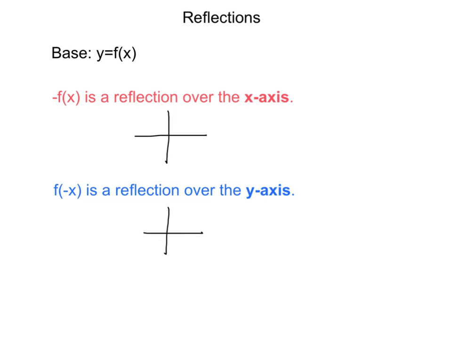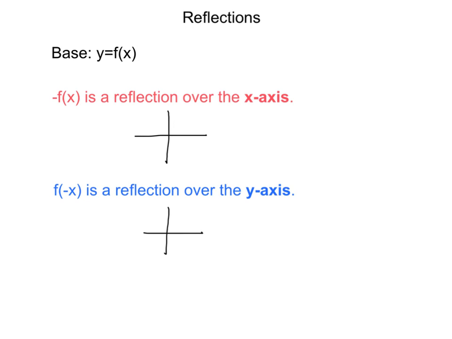In this case, down here in blue, you have f of negative x, or the opposite of x. And in that situation, what we're doing is we're going to be reflecting over the y-axis. So it's going to start on the right, go to the left, or be on the left, and reflect over on the right. But you will always reflect over the y-axis.